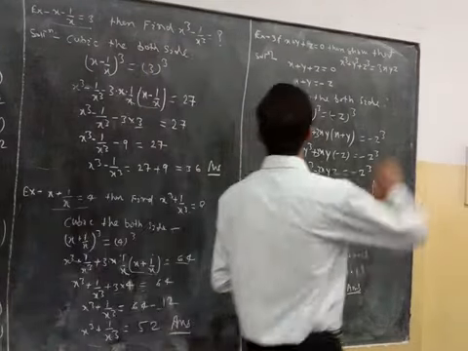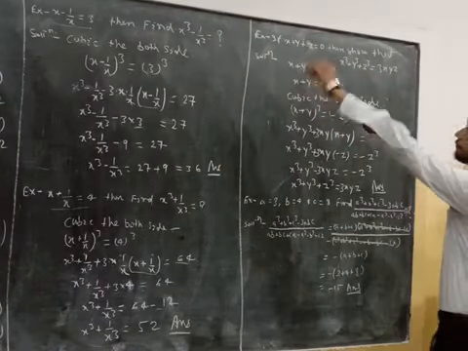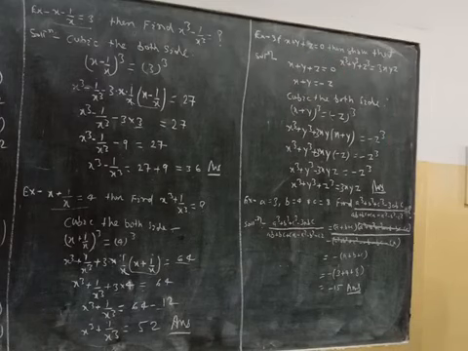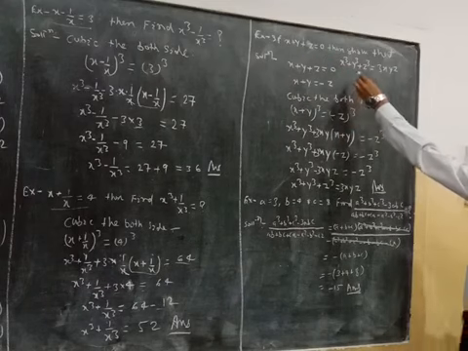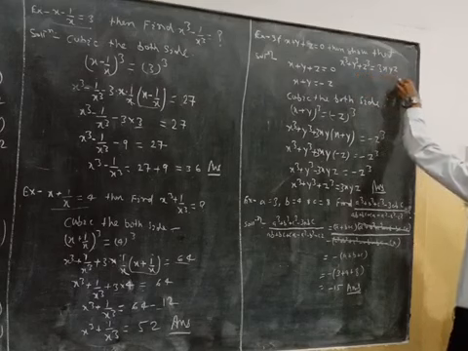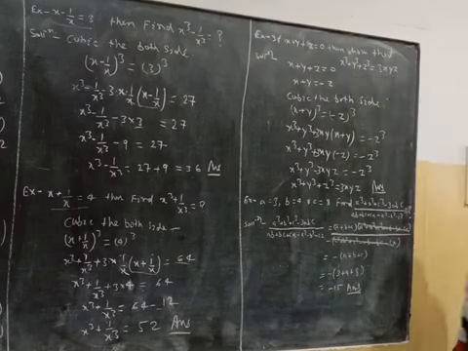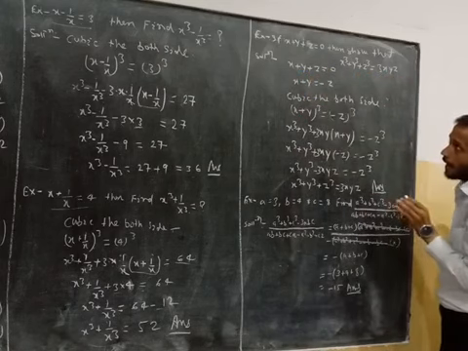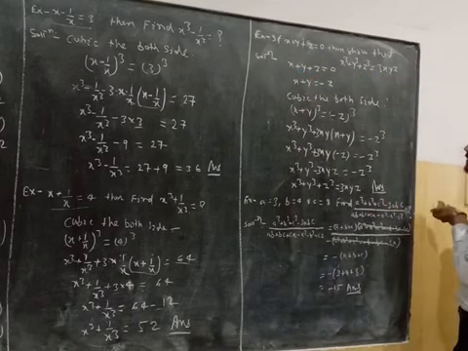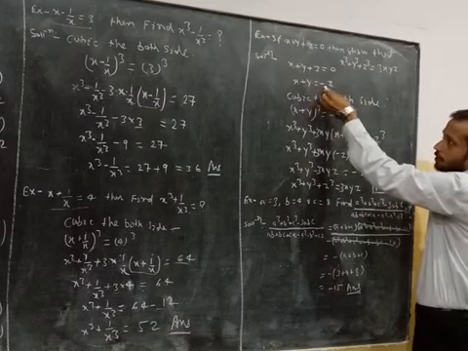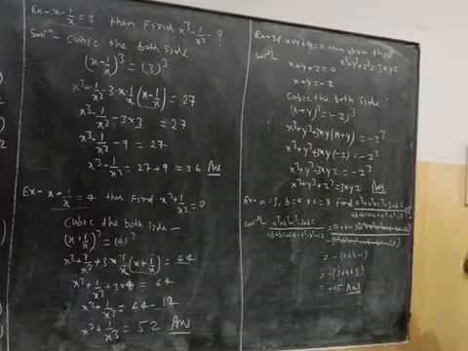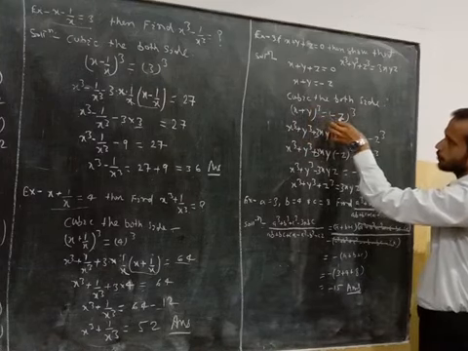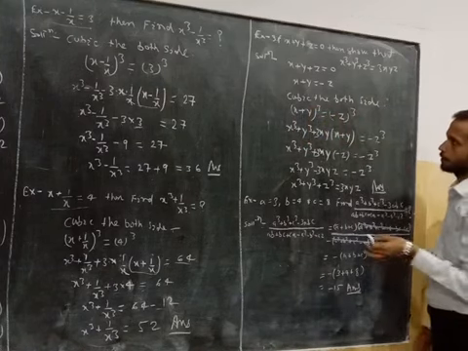And next example: if x plus y plus z is equal to 0, then show that x cube plus y cube plus z cube is equal to 3xyz. Solution: x plus y plus z is equal to 0 given, and we change the side of z. X plus y is equal to minus z, and again cubing both sides. (x plus y) whole cube is equal to (minus z) whole cube.